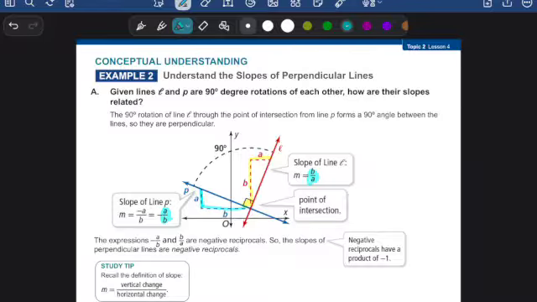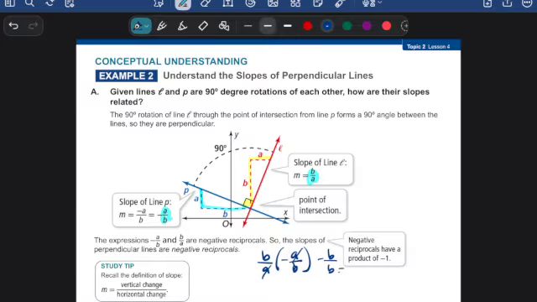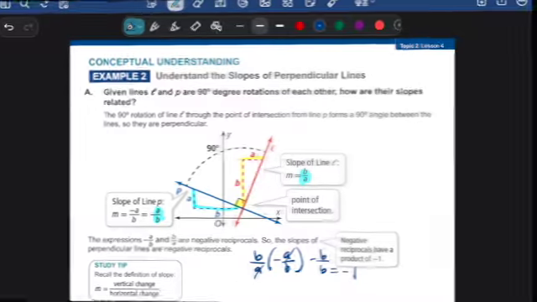These are called negative reciprocals. If I multiply them together, I should get negative 1. So b over a times negative a over b. The a's will cancel. I get negative b over b, which equals negative 1. So negative reciprocals give you a product of negative 1. So opposite and flipped if they're perpendicular. Slopes are opposite sign and reciprocals.